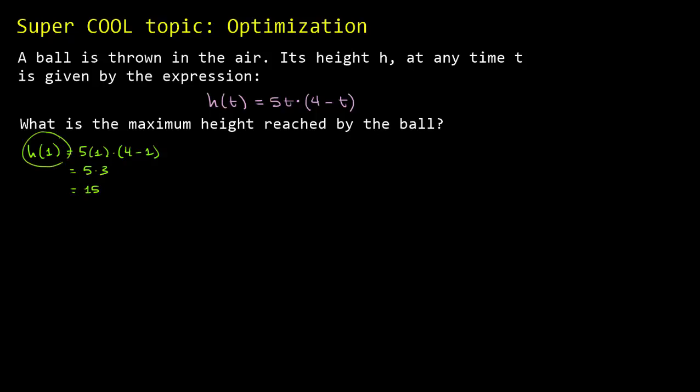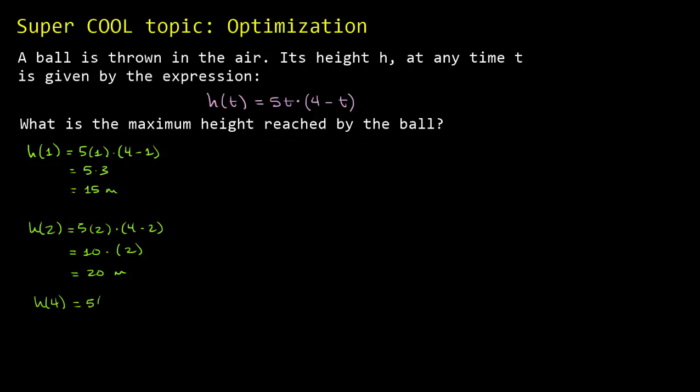So my point here is that if I input almost any value, we will get something in return. It would be a height, 15 meters, for instance. So what if I input, I don't know, a 2? Well, it would be 5 times 2 times 4 minus 2, and this will produce 5 times 2 times 2, which is equal to 20 meters. Now, this is higher than the previous 15. So I would say, why not input a 4, because we have been asked to find the maximum possible height reached by the ball.